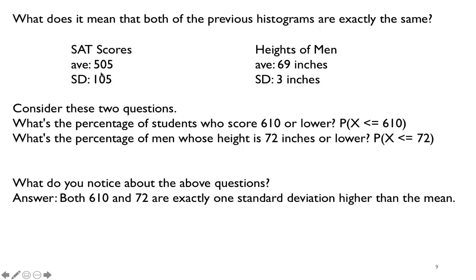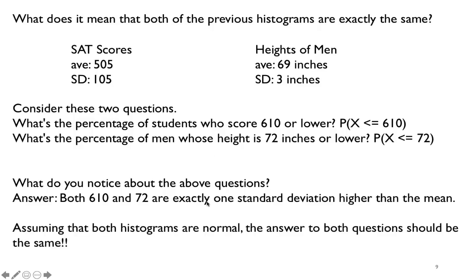For example, if I take 105 and add it to the average, you get 610. So that means that 610 is actually 1 standard deviation above the average for SAT score. If I take 3 and add it to 69, I get 72. So that means 72 is 3 inches, or 1 standard deviation, higher than the average. And so that means that because the two histograms are the same, the answer to both of these questions is the same.